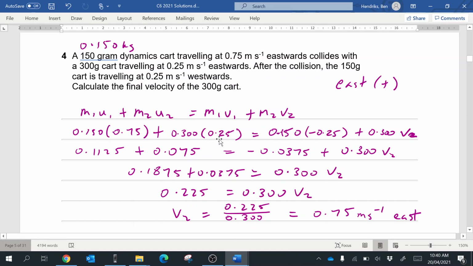Okay, so what's happened here is the 150 gram cart has rebounded. It's basically hit the back of the 300 gram cart and pushed it along, so it's increased its speed from 0.25 to 0.75 metres per second in an eastward direction.